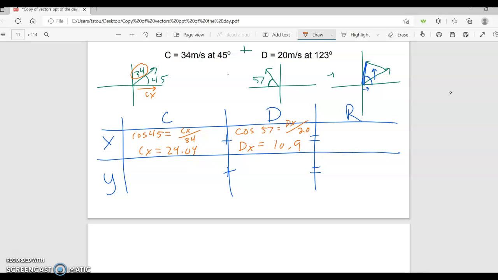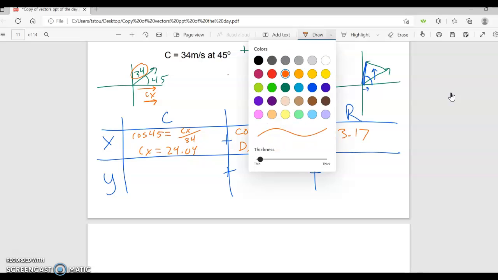Now what I didn't do when I did this math is look at, am I in a positive or negative direction? My C sub x is going in the positive direction, that's to the right, so I can keep it as a positive 24. But my D is moving in a negative direction, so I need a negative 10. So that way when I add positive 24 plus that negative 10, I get a 13.17, a positive value.